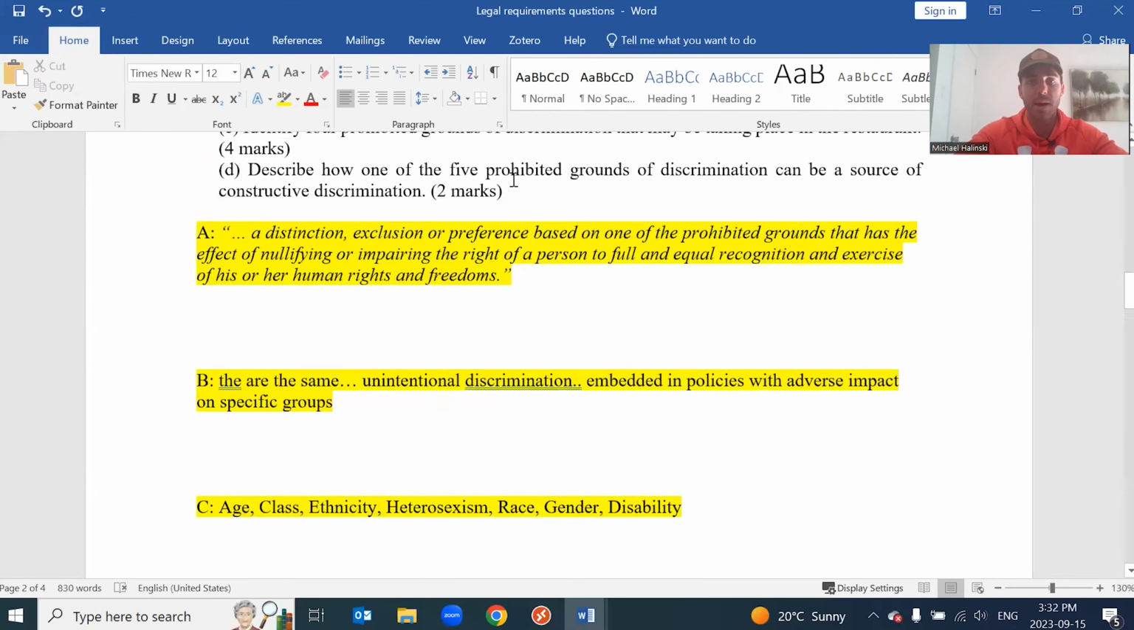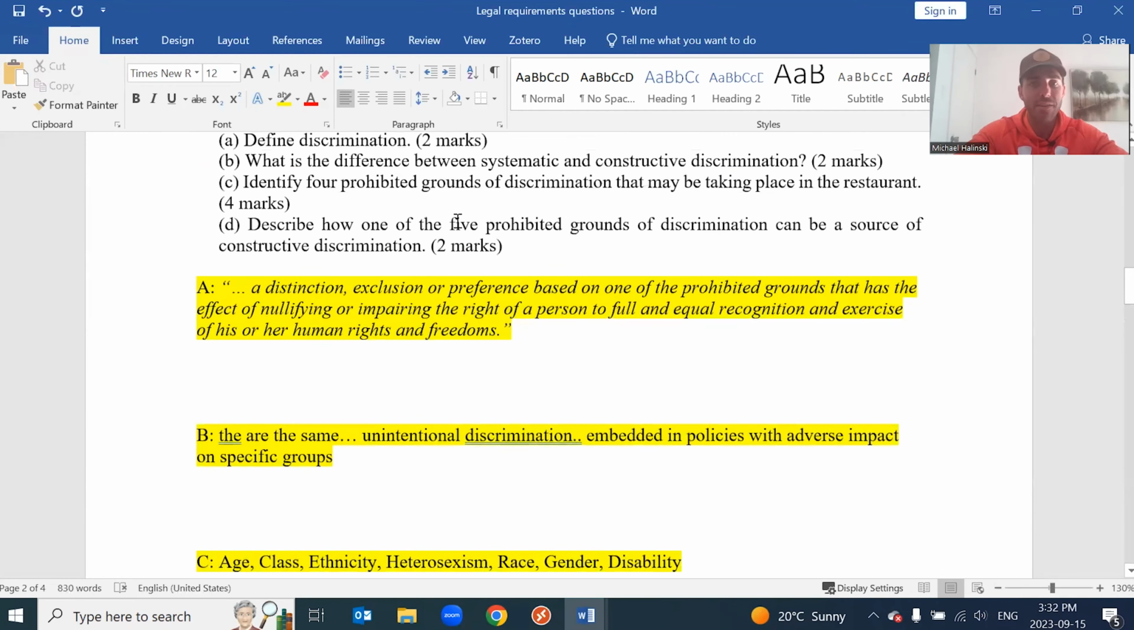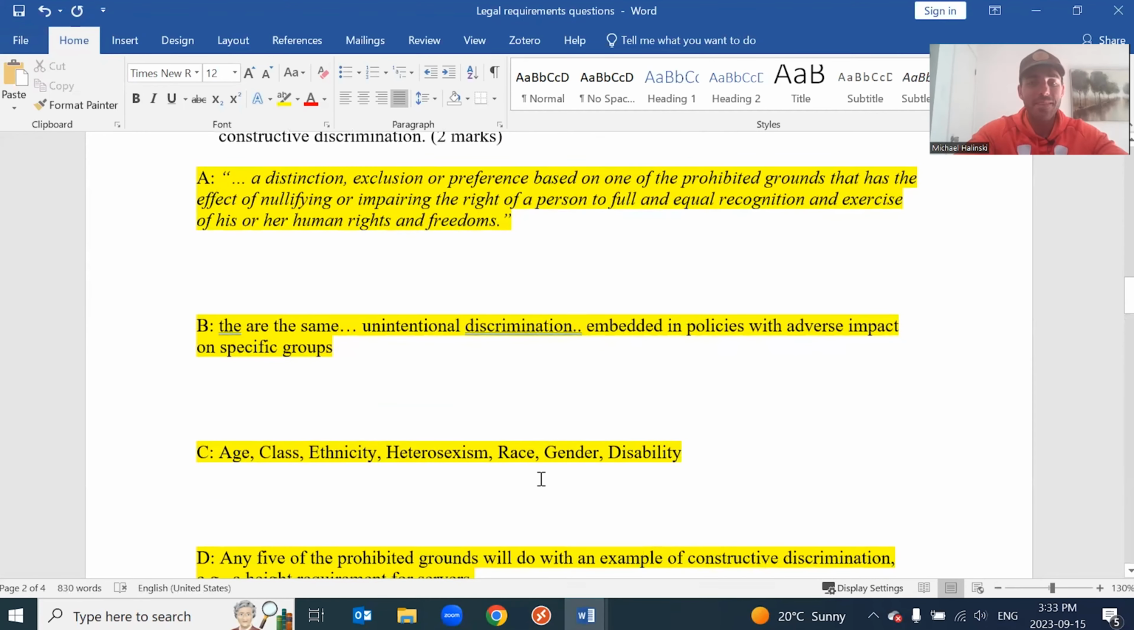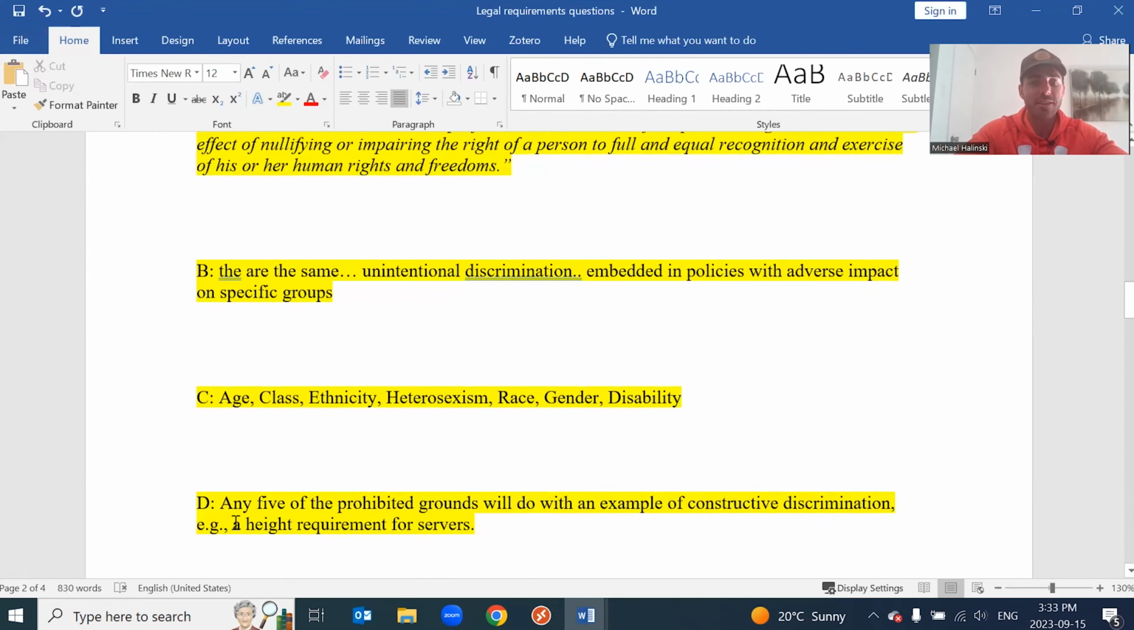So the question is, describe how one of the 4 prohibited grounds you mentioned in your previous question. So in this case, it's an inappropriate height requirement for servers. You're embedding discrimination against women because you're saying that you need to be a certain height. I'm not technically saying whether you need to be above or below a certain height. You could be discriminating against men based on this, but it's that kind of idea.